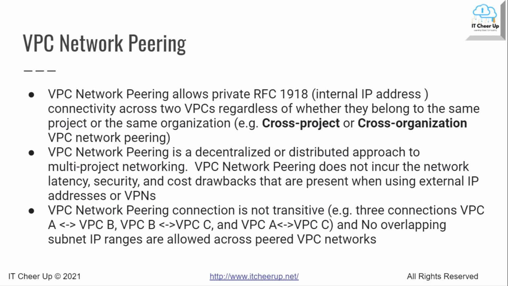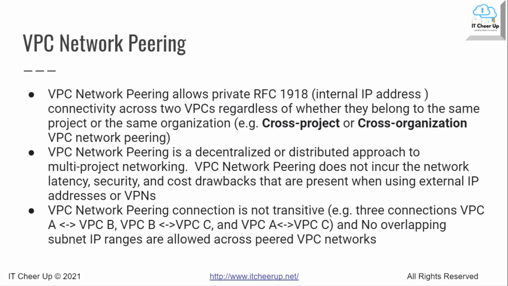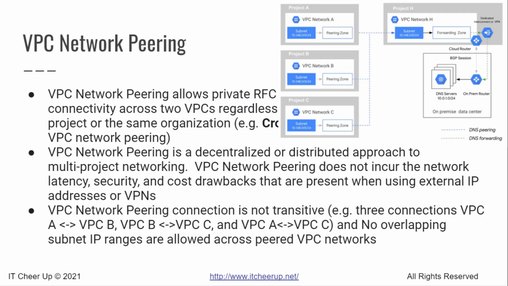Let's take a look at the VPC network peering first. VPC network peering allows private RFC 1918 connectivity across two VPCs, regardless of whether they belong to the same project or the same organization. For example, you can set up a cross-project or cross-organization VPC network peering. It is a decentralized or distributed approach to multi-project networking.